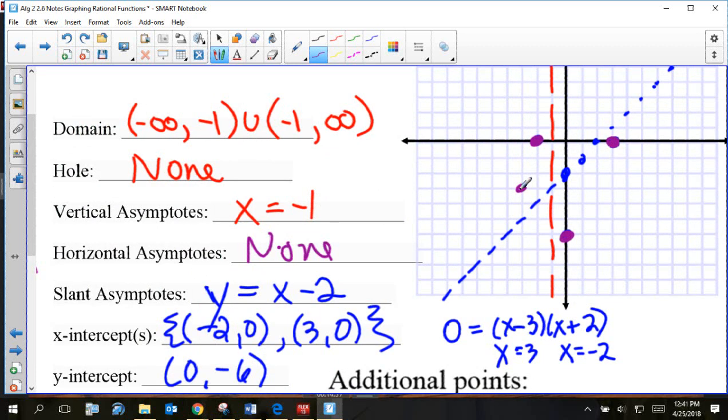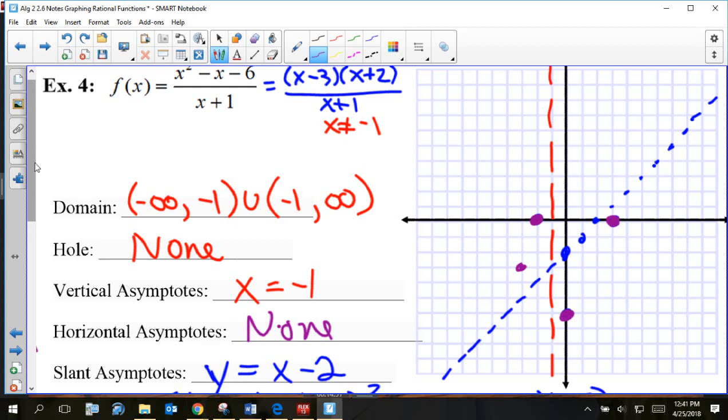I did plug in something else in the last class, but I do not remember. Actually, it's over here somewhere. What was over here? Okay. This graph will use the asymptotes.